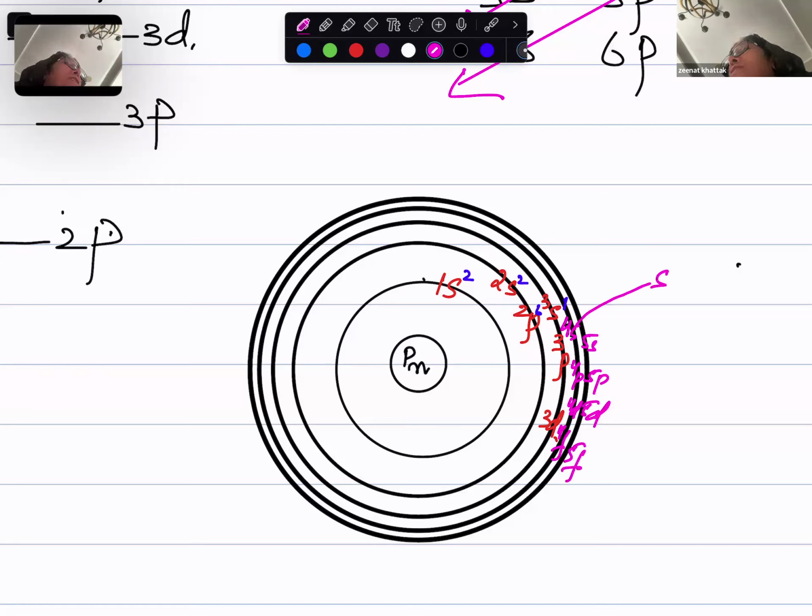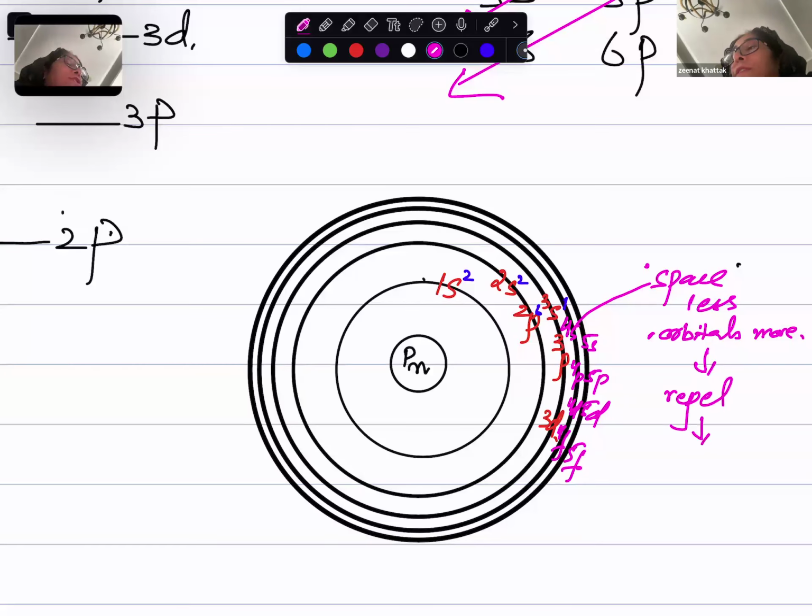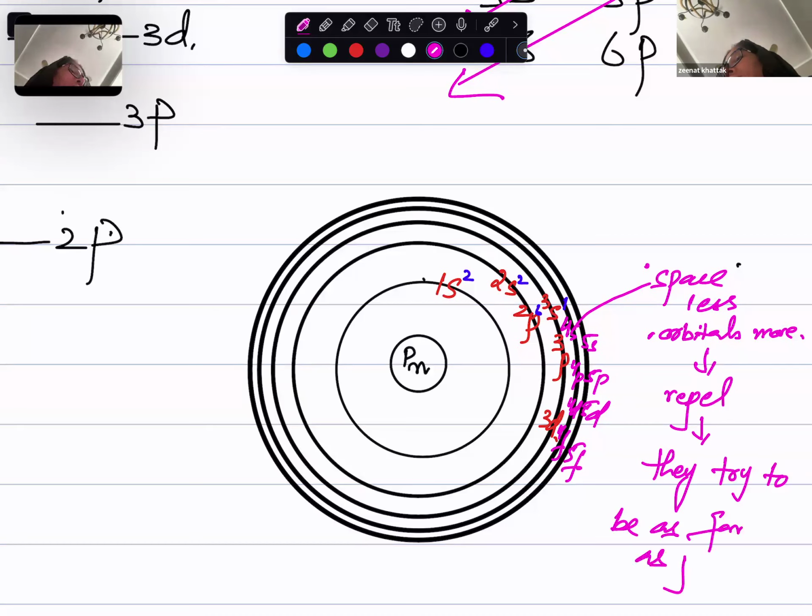Look, space less, orbitals more. So they repel and they try to be as far as possible is the result.